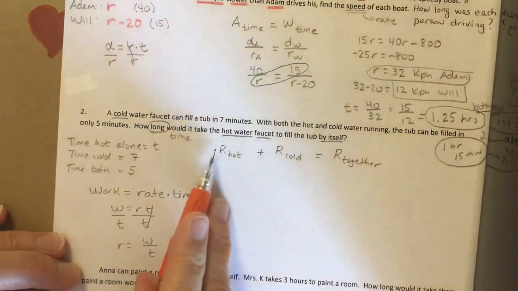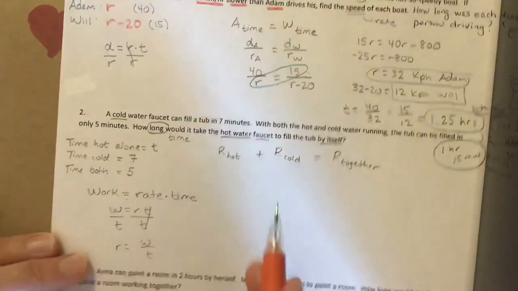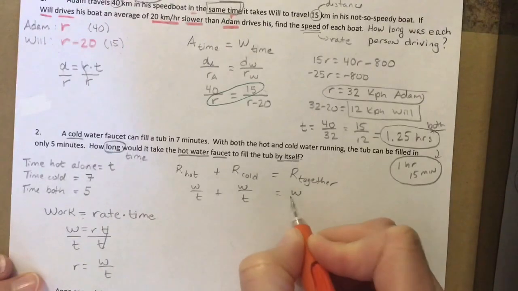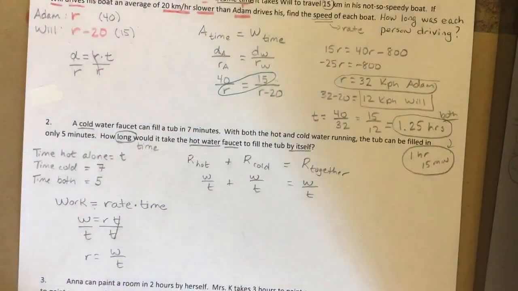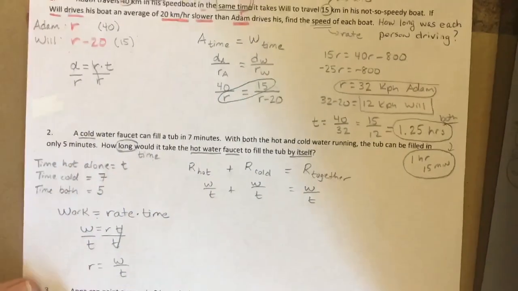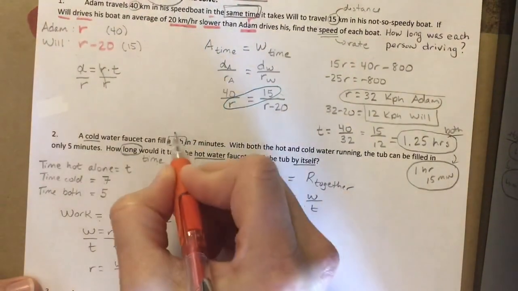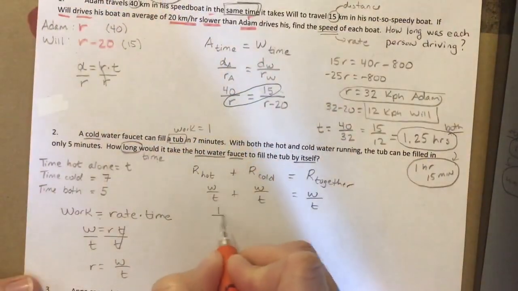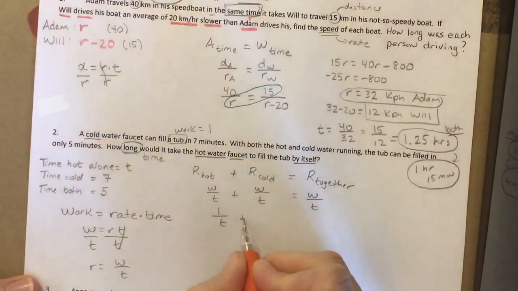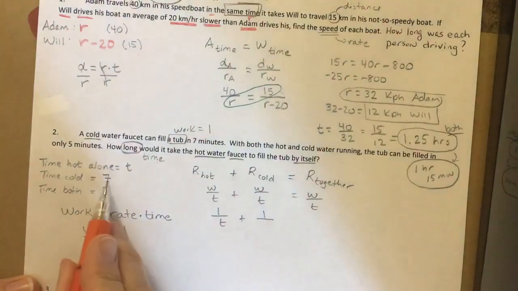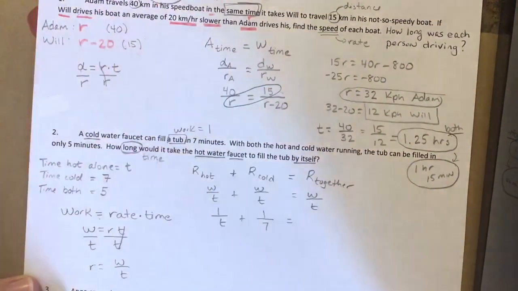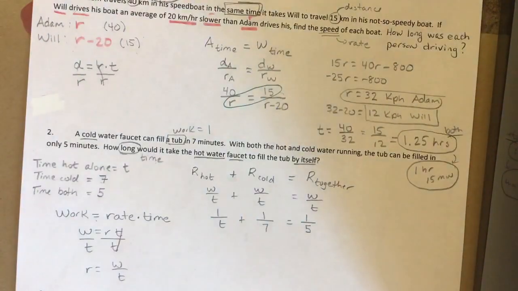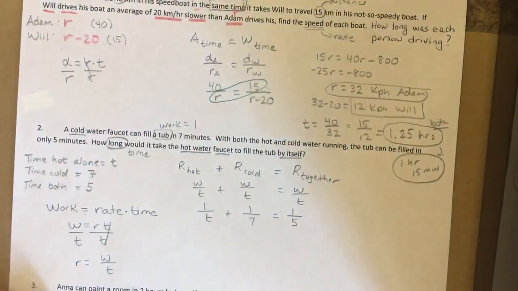So I don't know the rate, so I'm going to write work over time for hot plus work over time for cold equals the work over time if they work together. Meaning both faucets work together. Now, the work in this case is a tub. A tub is 1 tub. So I have 1 over t plus, now cold's 1 tub, filling up, over time 7 minutes equals, together they're still filling 1 tub, 5 minutes. Here's my equation.